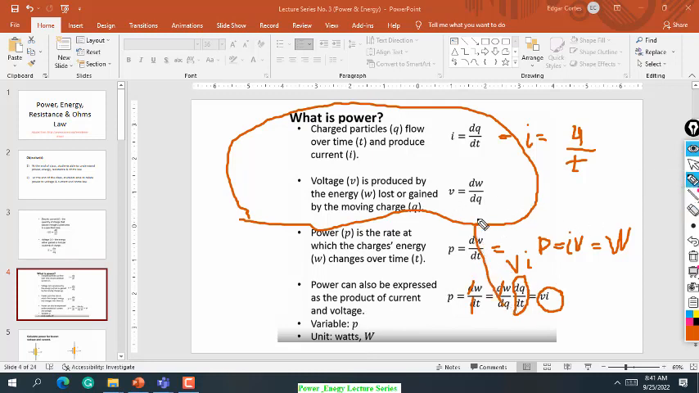So if we're going to manipulate and summarize that, basically power is equal to IV or VI. I hope it reinforced the explanation. So the unit of power, class, is watts. When you see watts, that is what we call power. So can I proceed to the next slide?